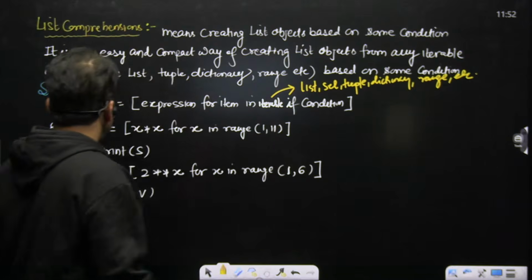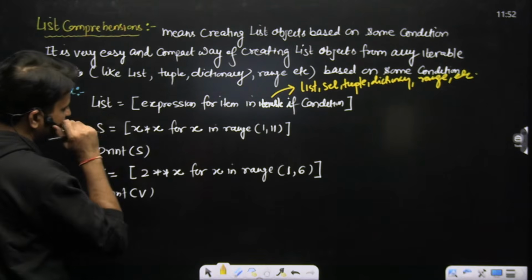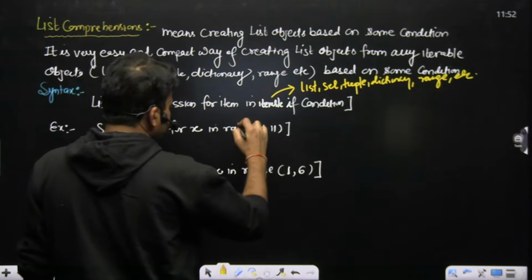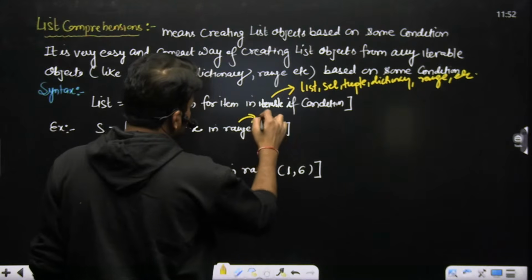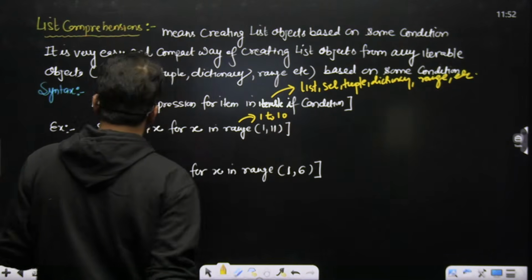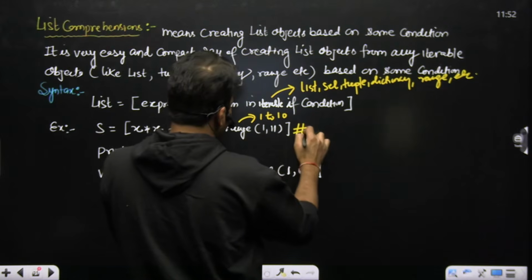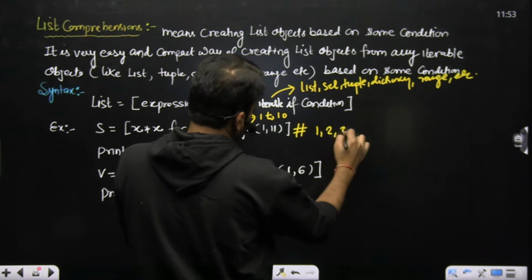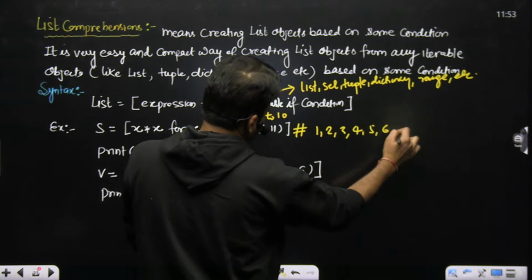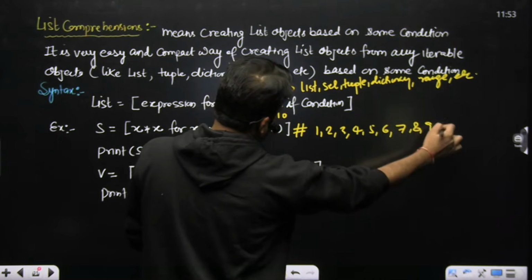You can write here: x equals x into x for x in the range 1 to 11. So 1 to 11 means it goes from 1 to 10. So for x in the range 1 to 10, what is the possibility for x? 1, 2, 3, 4, 5, 6, 7, 8, 9, and 10.